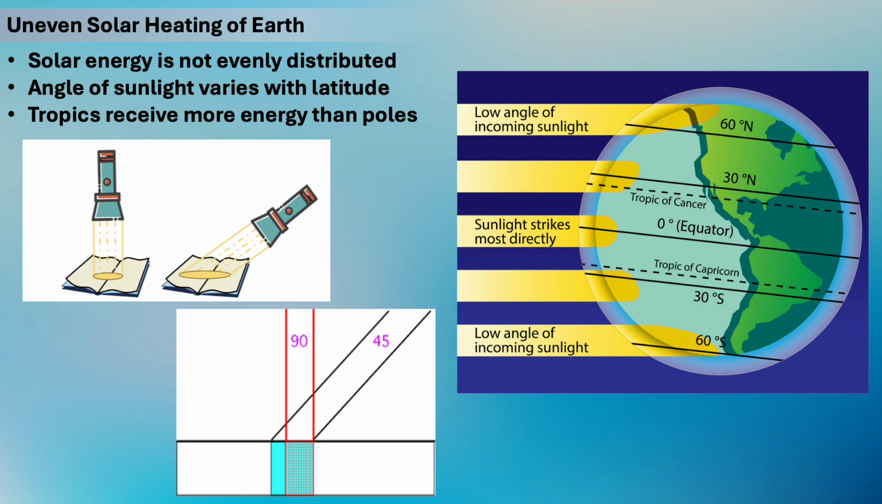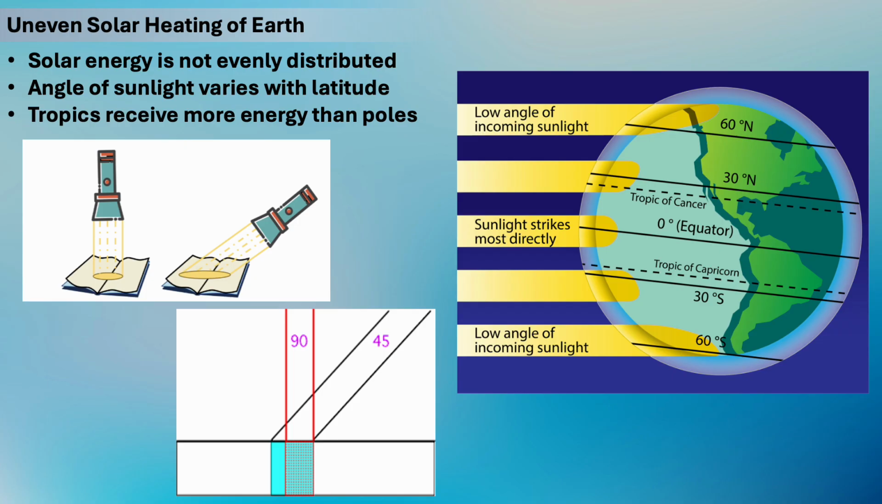As you move toward the poles, sunlight strikes at lower and lower angles. The energy is spread over a larger surface area and must pass through more of the atmosphere before reaching the ground, and this reduces the intensity.